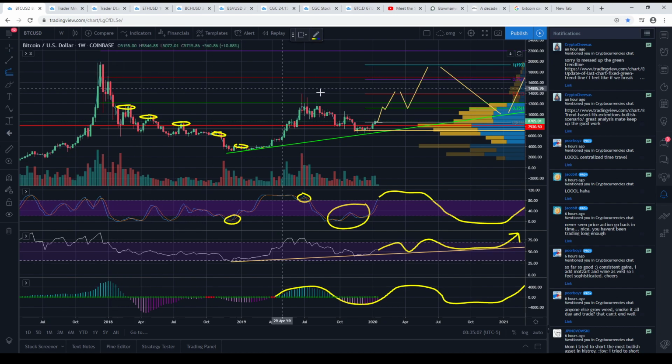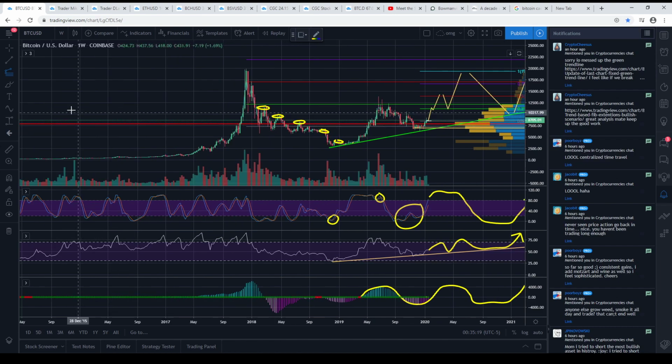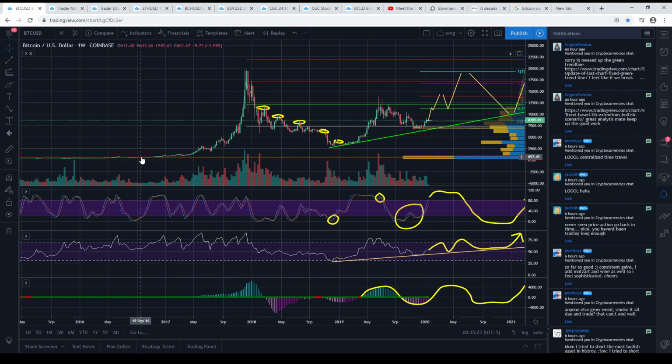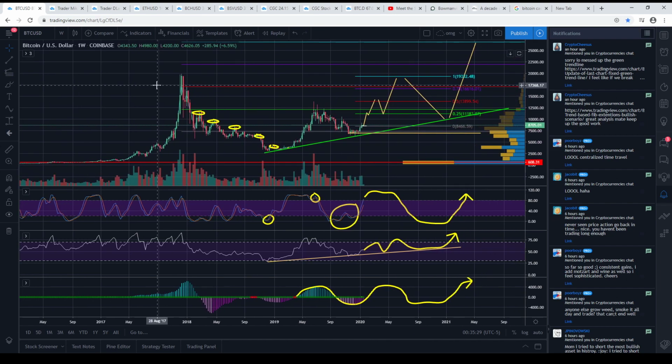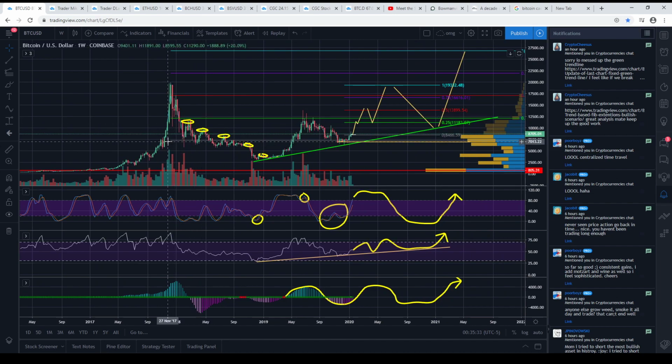What I'm using here, as you can see these lines, there's two sets of them, and these are all connected: the gray, the green, the red, the purple, and the blue. That is the trend-based fib extension. So that was me drawing it from here up to here. I was taking the last bull run to indicate where we are going to be going after this wave, and it makes sense.